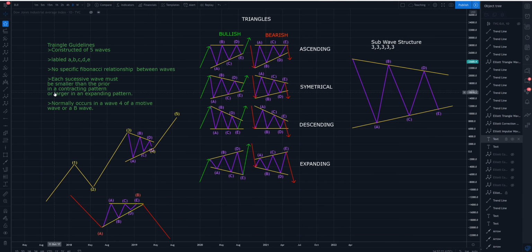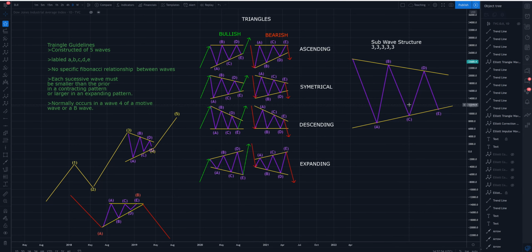Now, the other rule was, or larger in an expanding pattern. Well, in an expanding pattern, as we have here at the bottom, each successive wave must be larger than the prior wave. So that's nice and simple. So let's just take the symmetrical example we have over here. As we don't have a straight line at the top or the bottom, both lines are slowly moving towards one another. So we are still following the rule that each wave must be smaller than the prior wave.